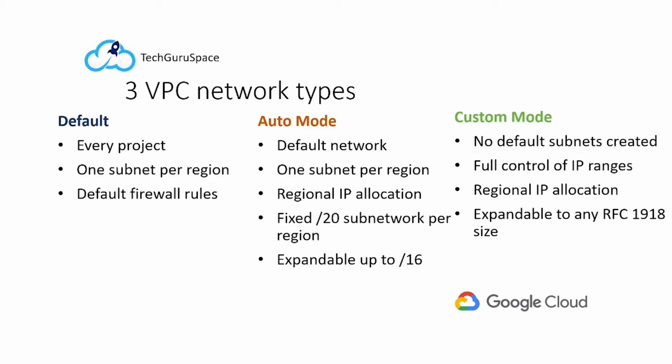You can convert an auto mode network to a custom mode network to take advantage of the control that custom mode networks provide. However, this conversion is one way, meaning that a custom mode network cannot be changed to an auto mode network. So be careful, and review your considerations for auto mode networks to help you decide which type of network meets your needs.